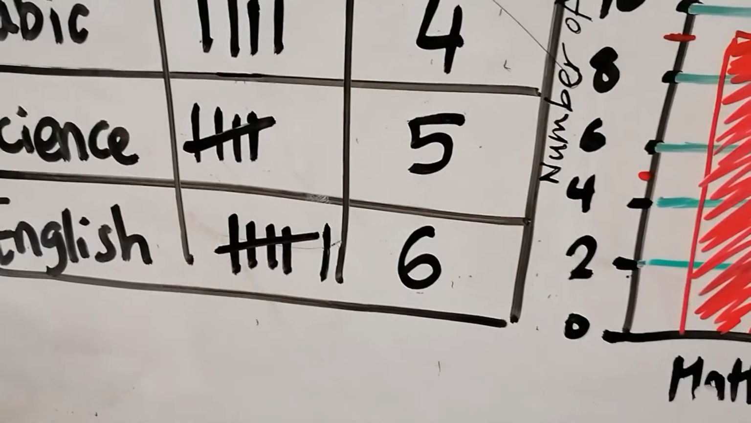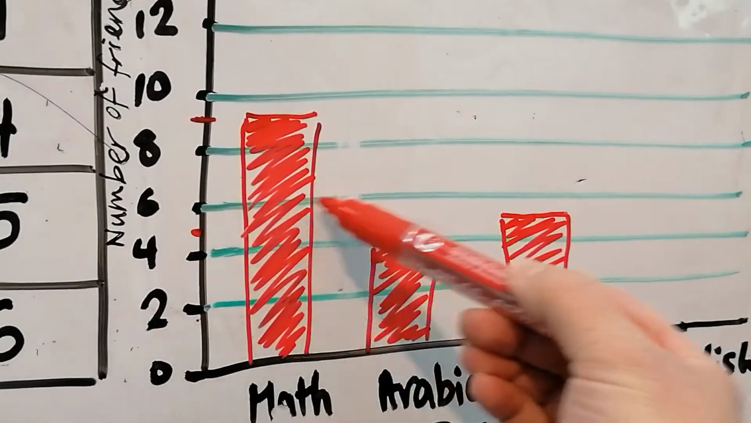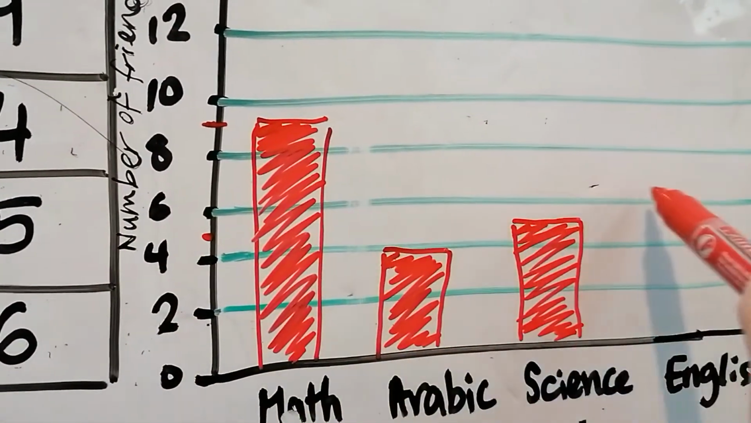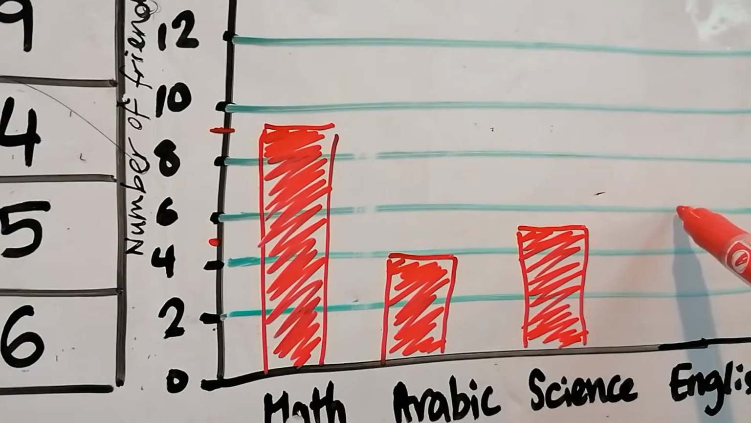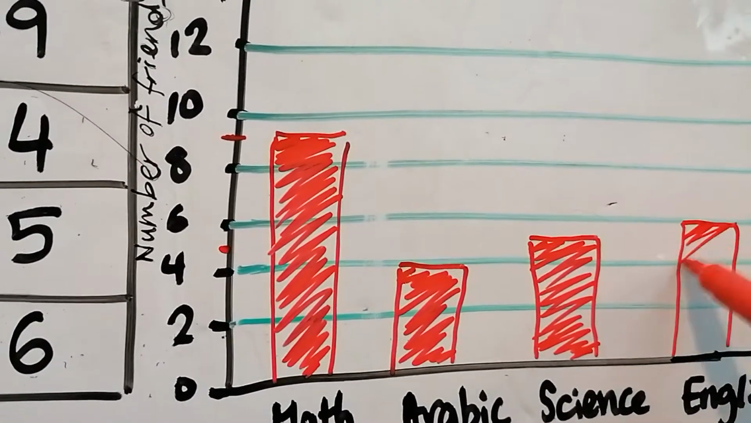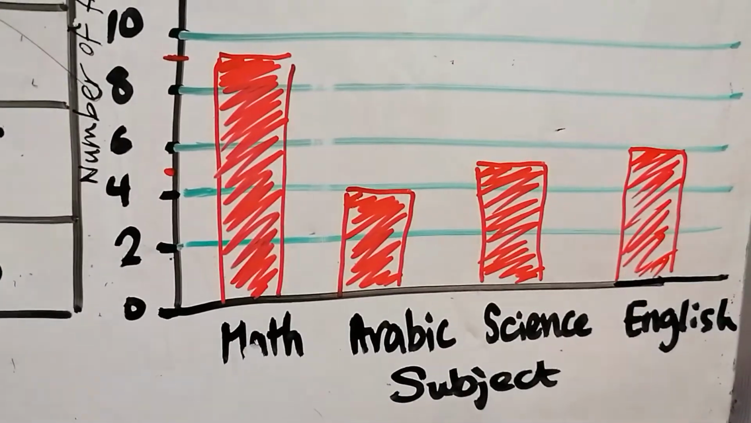English. 6 students chose English. So we're going to go to 6, go across. Look, I'm going up to 6. Go across until you get the subject that you are representing. Straight lines and shade. And this is how we draw a bar graph.